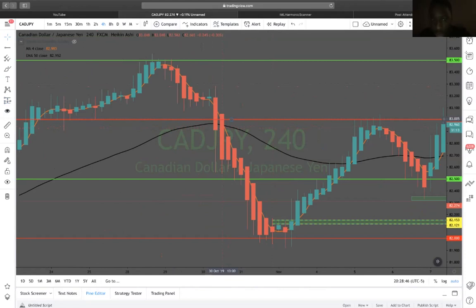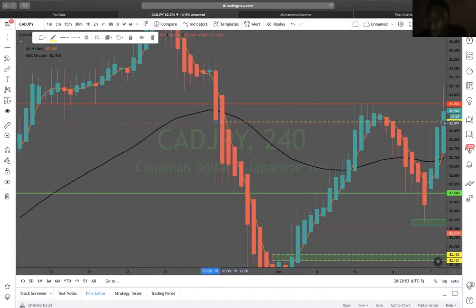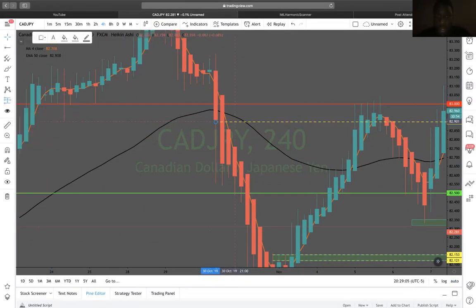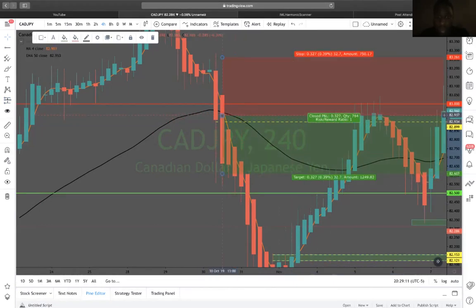Now let's say you got in right here at 82.899. What you're going to do is you're going to come to the left, right? You're going to come to where it says short position tool. The short position tool, right? You're going to put it at your entry. So you just put it on there, but I'm going to show you how to edit it. 82.899 was my entry, right? So look, put this tool on here.